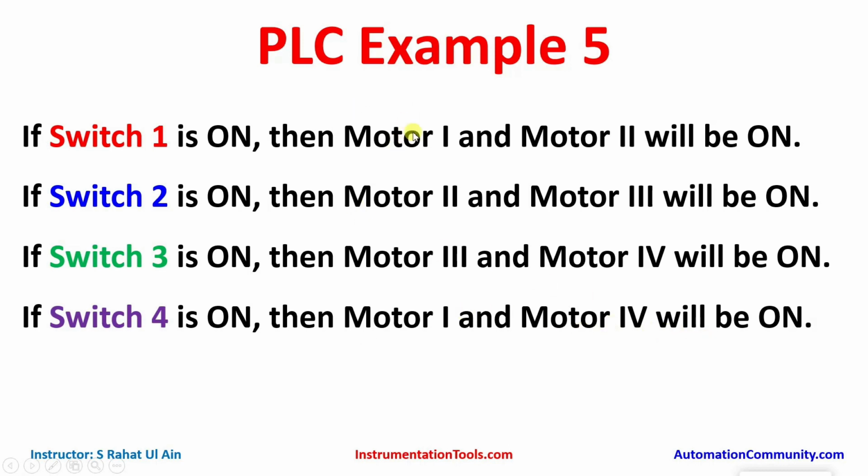That means for motor 1 to be on, either switch 1 or switch 4 should be on. For motor 2 to be on, either switch 1 or switch 2 should be on. For motor 3, either switch 2 or switch 3 should be on. And for motor 4 to be on, either switch 3 or switch 4 should be on. So let's move to EcoStruxure Machine Expert, where we will draw a ladder diagram for this example.